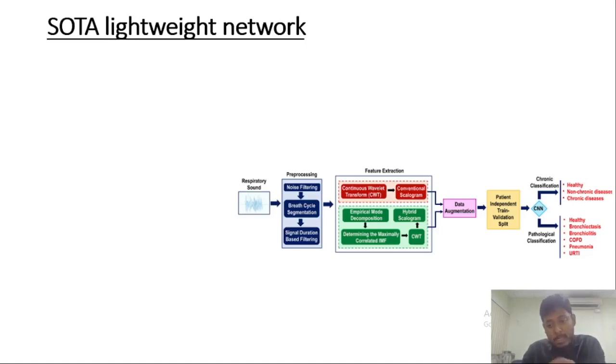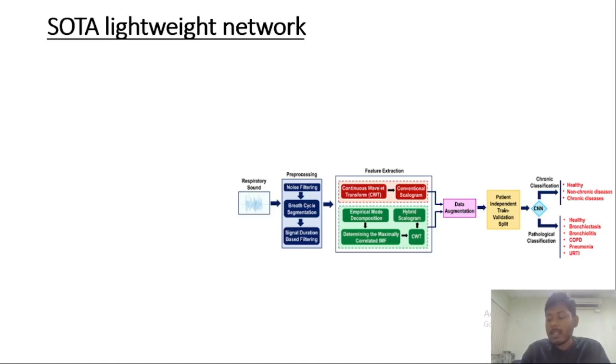and they named it a hybrid scaleogram because they first used empirical mode decomposition to get the proper IMFs. Then they used a data augmentation technique, because, as I have already told, the database contains some data disparity, and due to that they used data augmentation. Then they proposed the CNN.